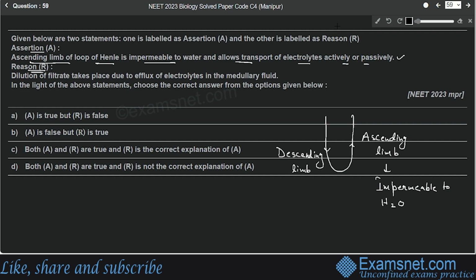Now the reason says that dilution of filtrate takes place due to efflux of electrolytes in the medullary fluid. Okay, so in this ascending limb of loop we are talking about. Here the electrolytes are transported out. Okay, that means efflux of electrolytes takes place in the medullary fluid. These are exported, these are transported out. Okay, so due to that dilution takes place in this ascending limb of loop of Henle. Okay, so both the statements are correct and reason is the correct explanation of assertion. So option C will be the correct answer.